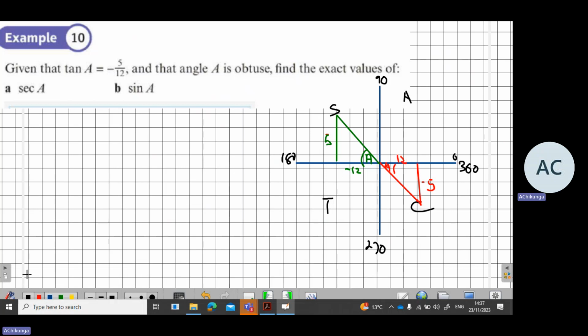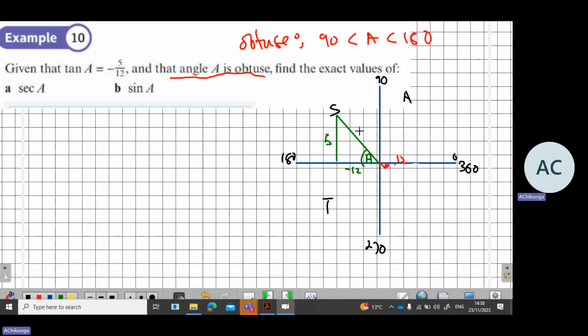But which one of these two is the correct one is given by the second statement. A is obtuse, and we all know an obtuse angle is an angle that satisfies this requirement, suggesting that it's the second quadrant. So this is not there. So the actual trig ratio representing these two questions is this part.